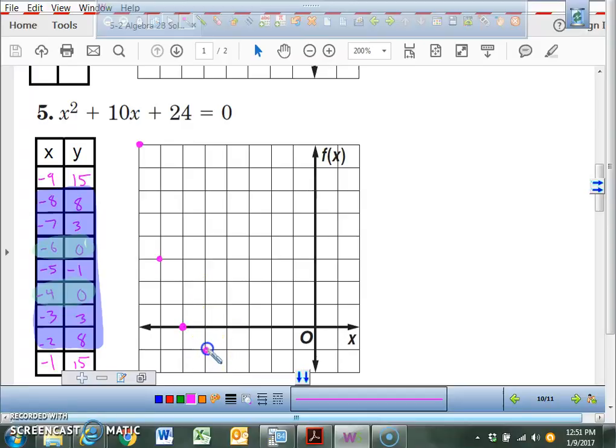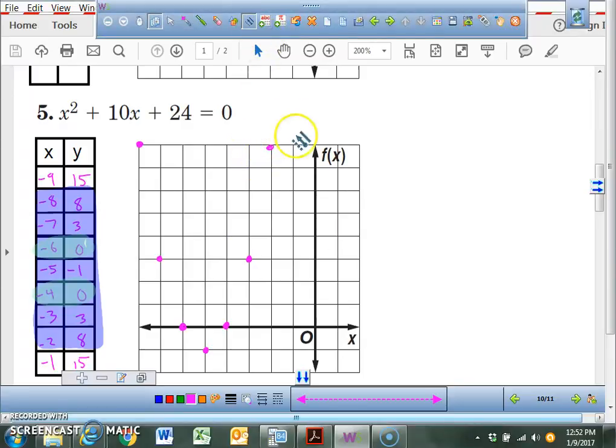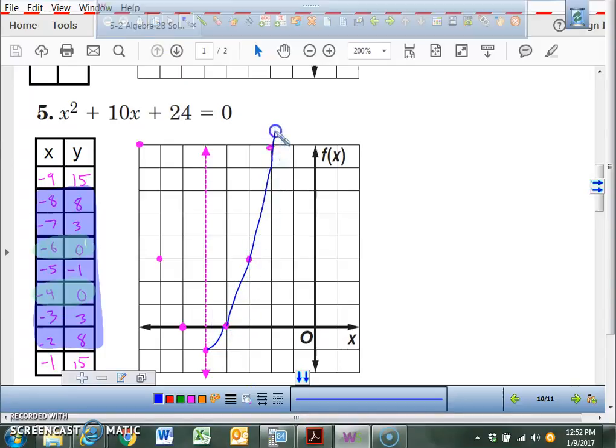-5, -1, -4, 0. That's another answer. -3, 3. And finally, -2. This line right here represents the axis of symmetry. Notice a lot of you did a really good job of making a nice, precise graph. Probably more precise than mine. Pencil's a little bit easier to use. All right, so there's your graph.